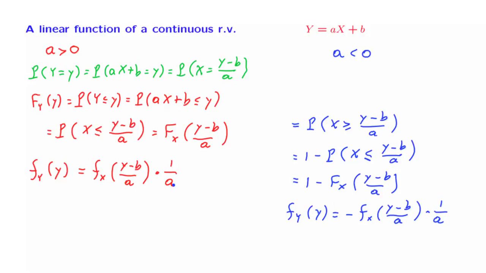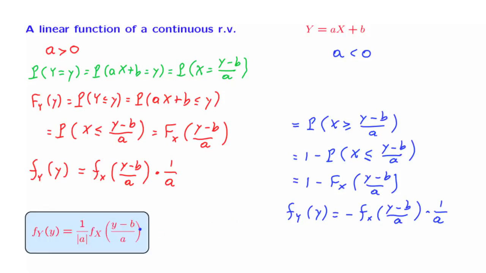Now, when a is positive, a is the same as the absolute value of a. When a is negative and we have this formula, we have here a minus a, which is the same as the absolute value of a. So we can unify these two formulas by replacing the occurrences of a and that minus sign by just using the absolute value. And this gives us this formula for the PDF of y in terms of the PDF of x, and it is a formula that's valid whether a is positive or negative.